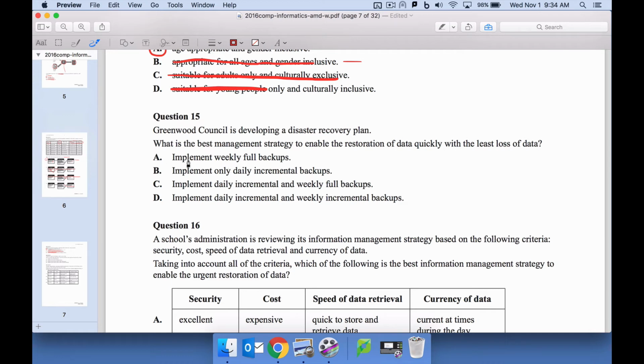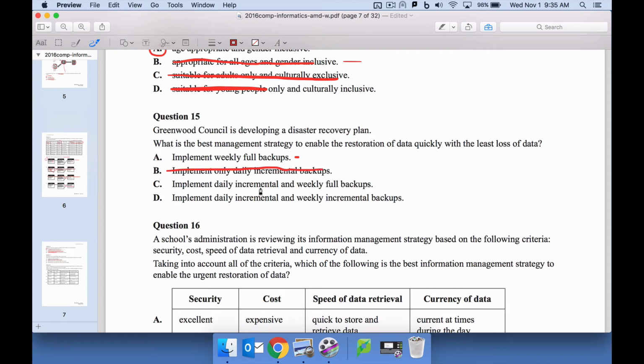So the first one is implement weekly full backups. Maybe. Let's keep going. Implement only daily incremental backups. No, because incremental only backs up from the last incremental backup. It doesn't include a full backup, and you can't restore a system or data without the full backup if you're doing incremental backups. So it's not this one.